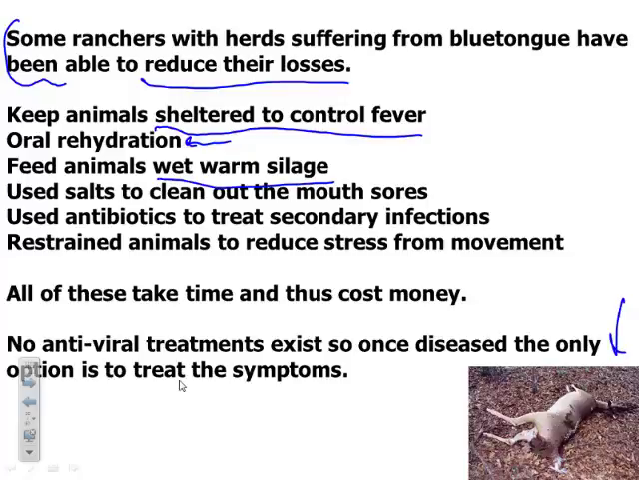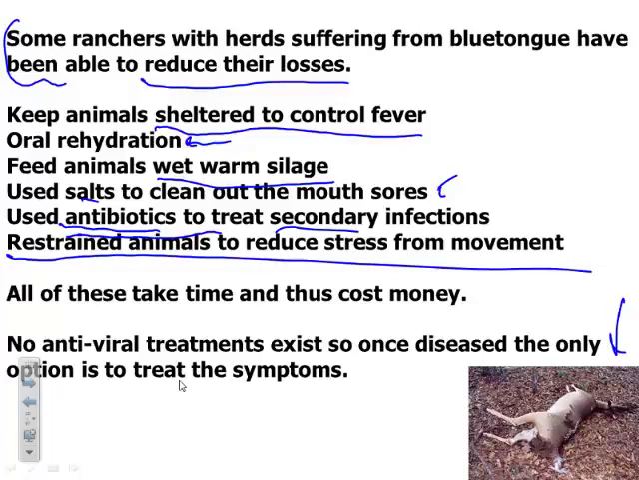If they didn't die, they weren't permanently suffering from swollen blue tongues. They would get better. They would clean out their mouths and make sure the sores didn't get infected using salts. They gave them antibiotics. Now, I think the antibiotics did two things. They prevented secondary infections, and some of them are anti-inflammatory. Doxycycline, for example, is anti-inflammatory. And then they restricted the animals. It just kept them from moving around a lot so they didn't get stressed. One ranch that did this saved almost all of its animals, with very low mortality.